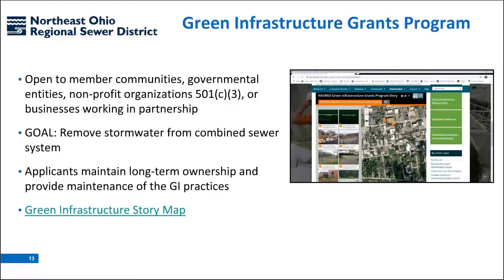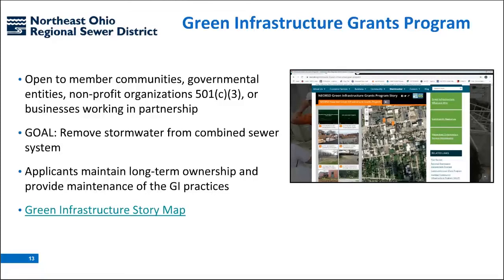So the Green Infrastructure Grants program is a funding source that's open to member communities, the 62 communities I mentioned earlier, governmental entities, nonprofit organizations, and even private property owners that work in cooperation with any of the above. The goal overall is to remove stormwater from the combined sewer system. Only properties that are located within our combined sewer area are eligible.